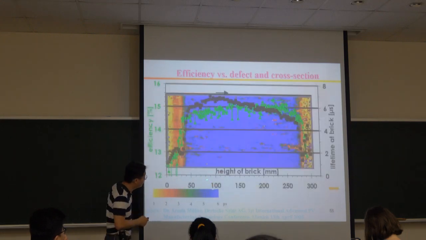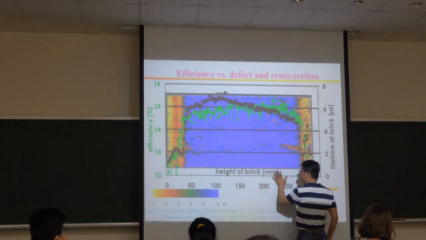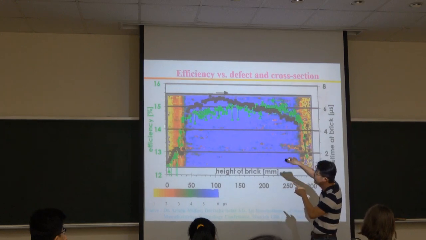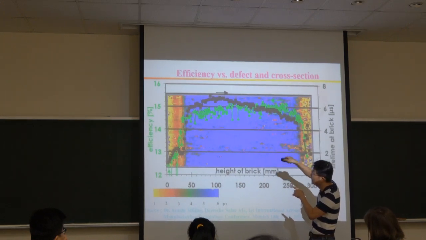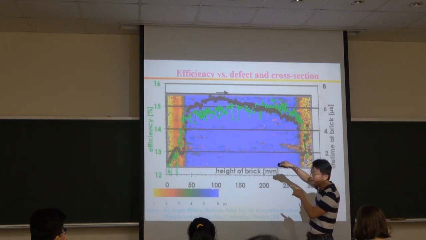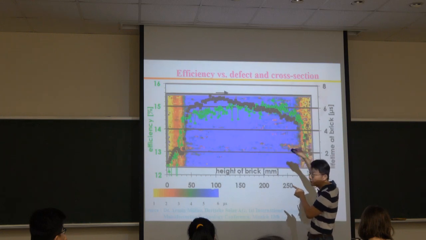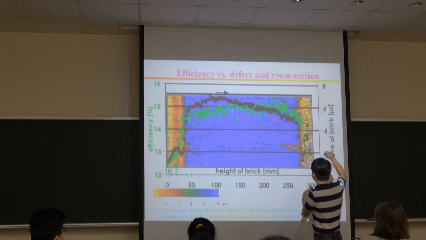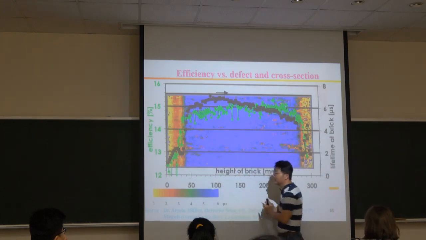Okay, if you look at the cross section, this is the cross section height of the brick. Here is the efficiency. You can see the efficiency surrounding near the surface of the crucible is very low, right? And if we look at the central area of the brick of the silicon, you can see the efficiency is much higher. So in this area the efficiency is low, therefore we have to cut it.